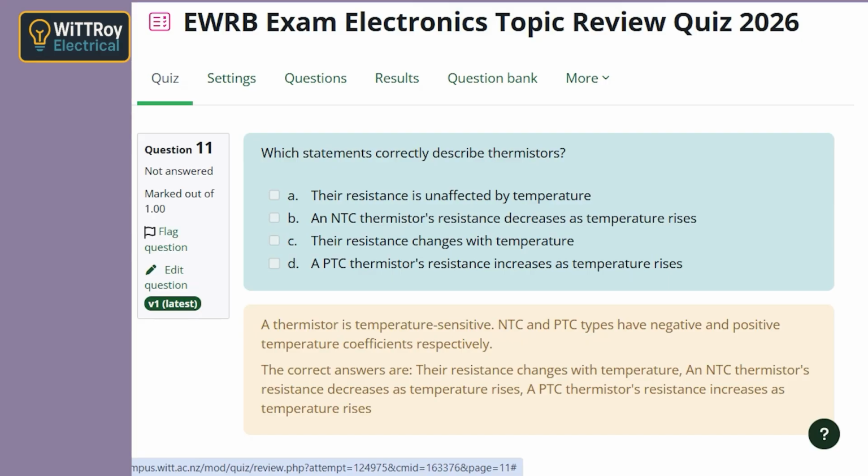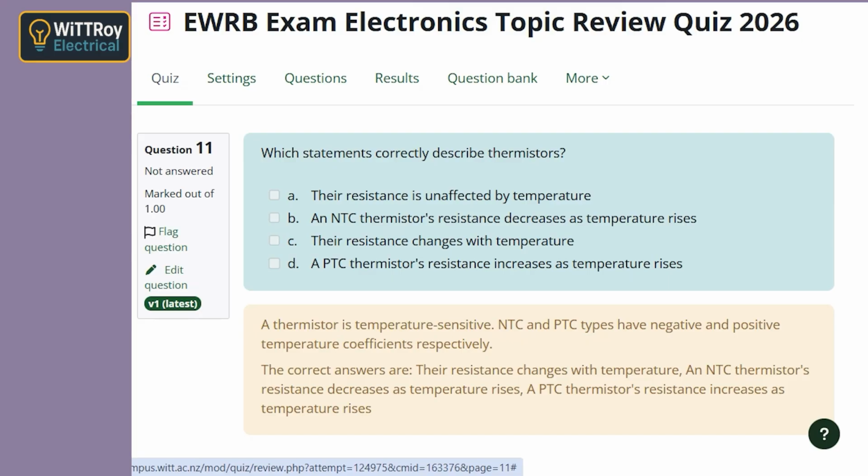Temperature dependence is the whole purpose of a thermistor. For an NTC device, temperature up means resistance down. For a PTC device, temperature up means resistance up. Remember, the first letter describes the sign of the temperature coefficient, not the physical size of the device.